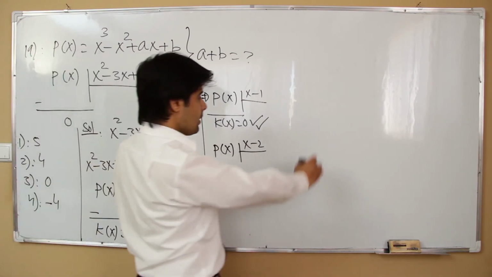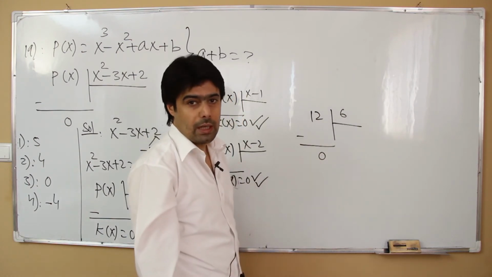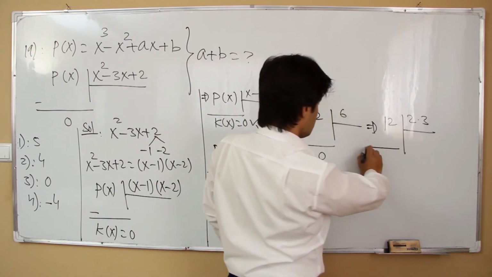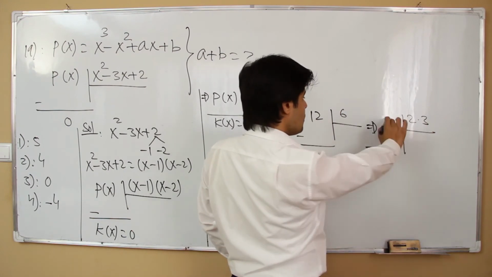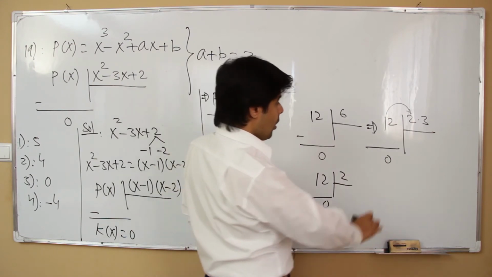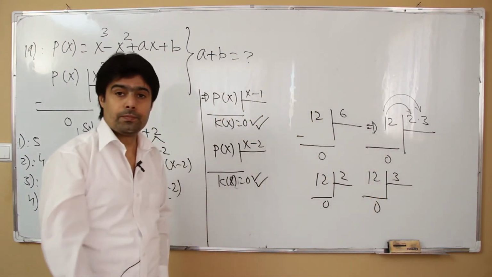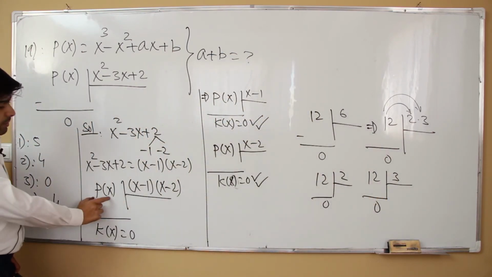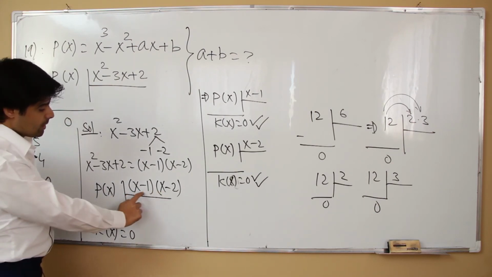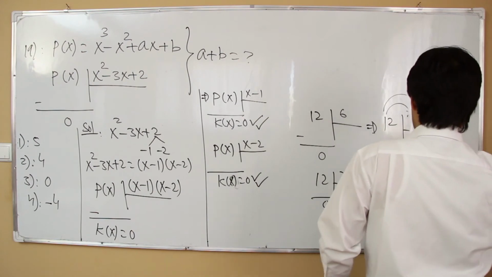Why? For example, if we have 12 divided by 6, the remainder is 0, yes. Now, can I write 6 as 2 times 3? The remainder is 0, yes. Now, 12 is divided by 2, yes. Also 12 is divided by 3, yes, and the remainder is 0. It means if a polynomial is divided by two polynomials, and it is divided individually by each of them, the remainder is 100% 0.